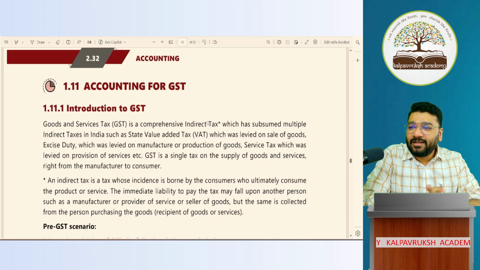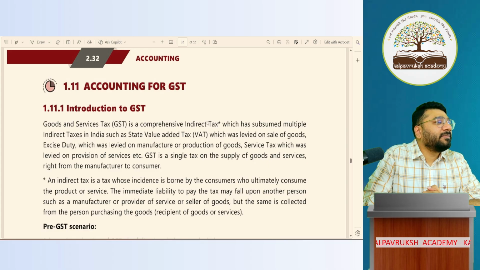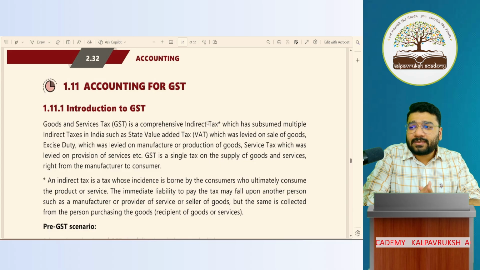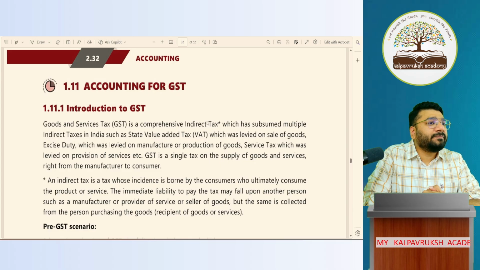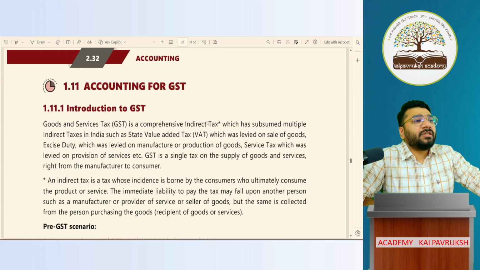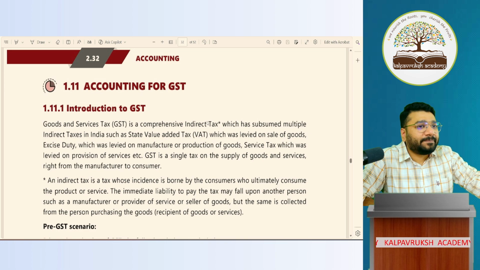So, guys, we are doing the accounting subject in CA Foundation. At present, we are in chapter number 2. Up to last class, we have completed our discussion on chapter 2, unit 1, which is journal. Now I'm continuing with the next new concept under chapter 2, unit 1, which is accounting for GST.